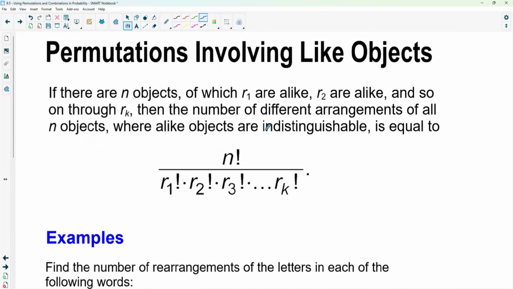Now there is another type of permutation, which involves when some elements are repeated. Some members of the set are repeated. And for that one, you would not use the previous formula.